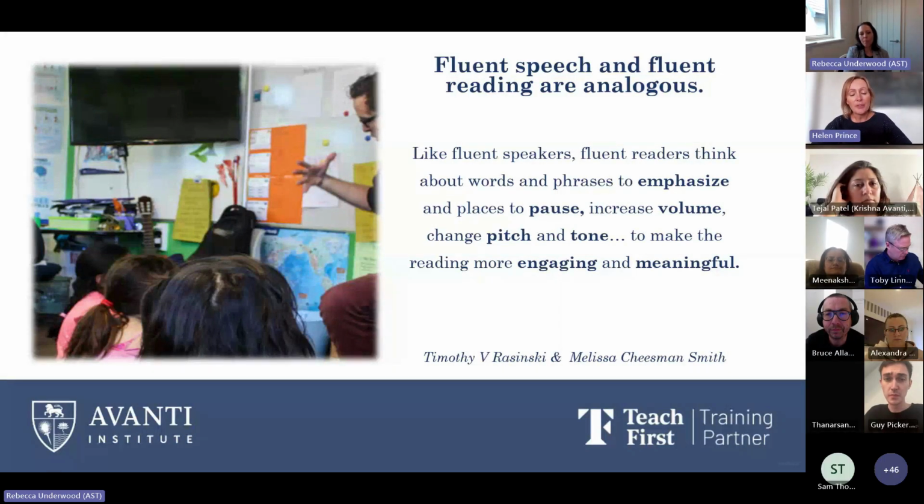And so the link with reading, and why I wanted to look at reading, is because of this wonderful phrase here. So this is from Rosinski's work. He talks about fluent speech and fluent reading being analogous. Isn't that the loveliest word? Analogous. I just think we should teach all our young people that word. It sounds so beautiful. And if we want to be fluent speakers, if we want to be able to talk proficiently, if we want to be able to hold our own in a difficult situation, then we need to be a fluent reader as well, because the two are the same.